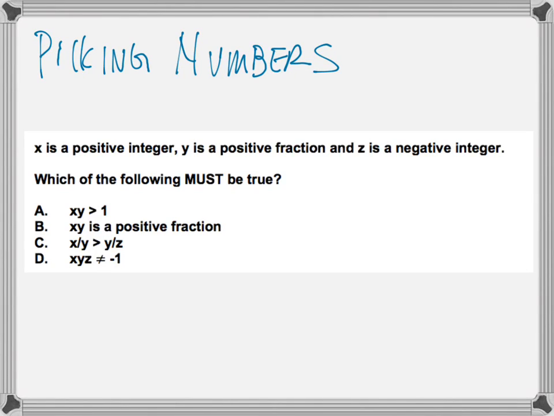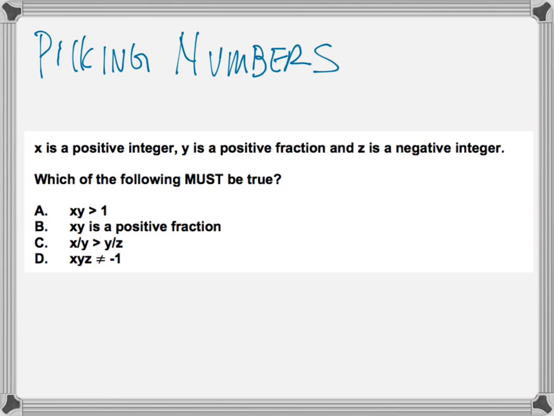All right, so another instance where I want to pick numbers is more like theory level questions, right? Like things about properties of positives and negatives and integers and fractions and all that stuff. So still the same thing though, right? I have these variables in the question and I have these variables in the answer choices. So instead of just trying to think of this on a more theoretical level, I'm just going to use numbers and try to disprove things, right?